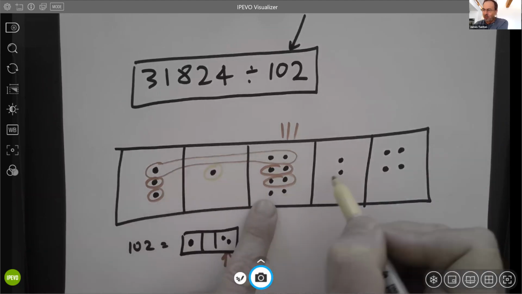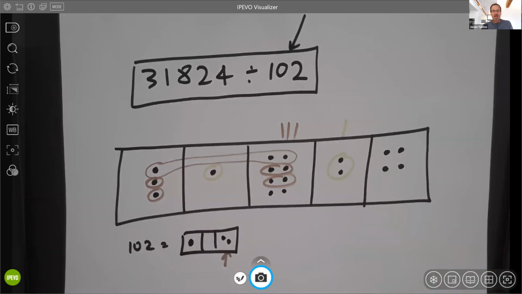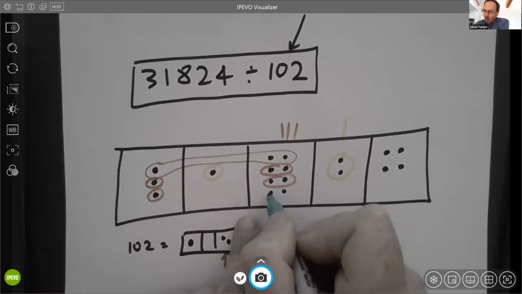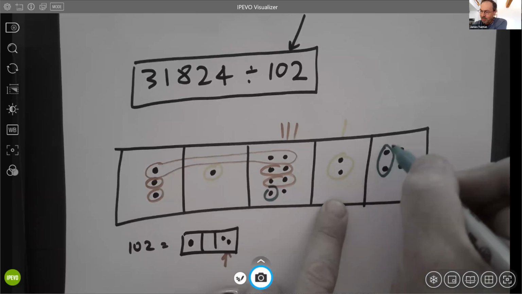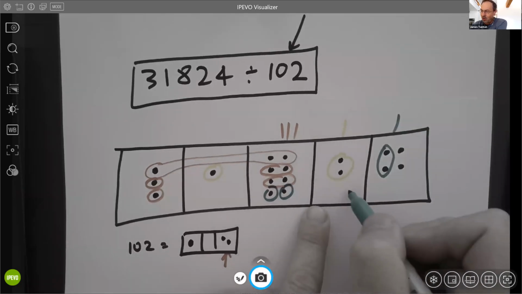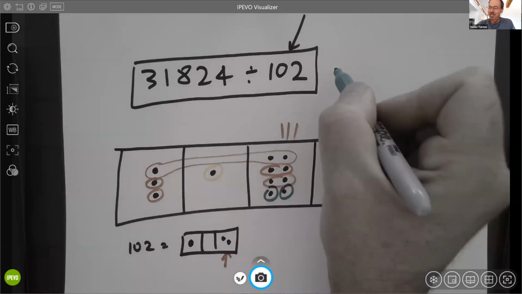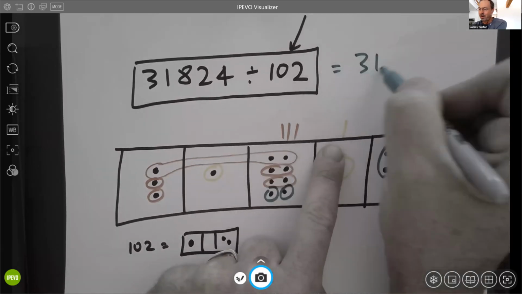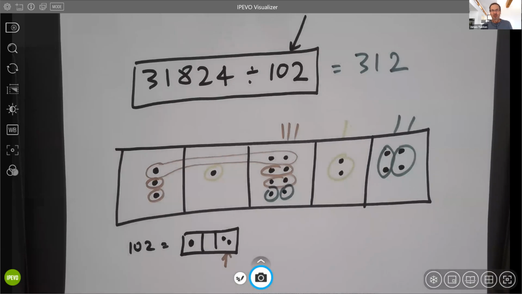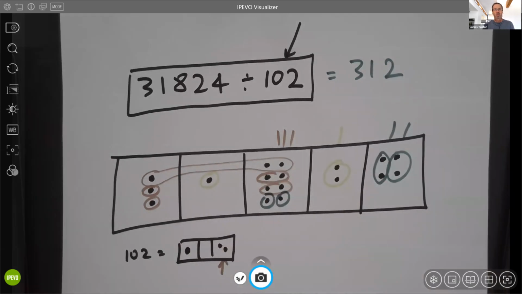1 dot, no dots, 2 dots. 1 right there. Can I keep going? Yes, I can. 1 dot, no dots, 2 dots. Another one there. 1 dot, no dots, 2 dots. Another one there. Yes, yes. This must be 3 dots, 1 dot, 2 dots that became 102s. That is, this is 312. 312 times 102 must be 31,824.